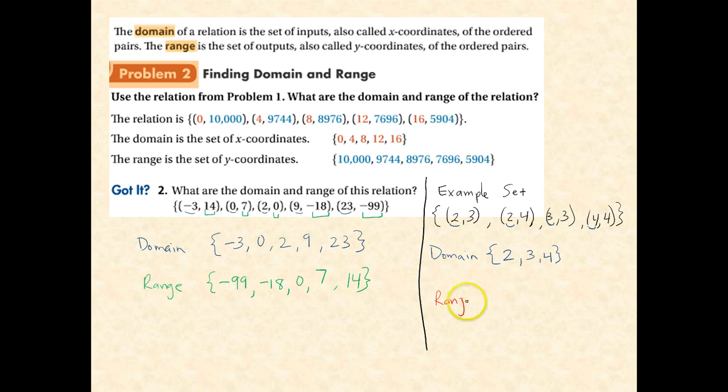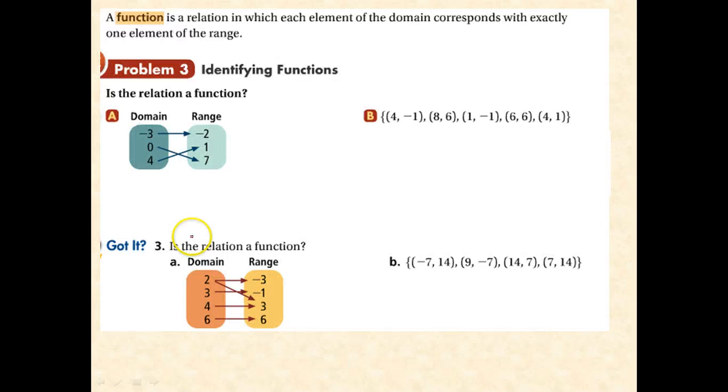And the range, I would have a 3, a 4, a 3, and another 4. So the only unique numbers that show up in my range are 3 and 4. Domain and range. Also pumpernickel, because pumpernickel is the secret code word / code phrase for this lesson, pumpernickel.